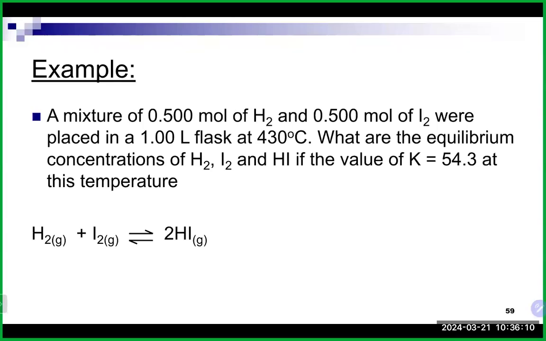Well, I did one, so clearly it seems like you should do one. All right, do this one. We got a mixture of 0.5 moles of H2, 0.5 moles of I2 in a 1 liter flask. What is everybody's equilibrium concentration if the K value here is 54.3?